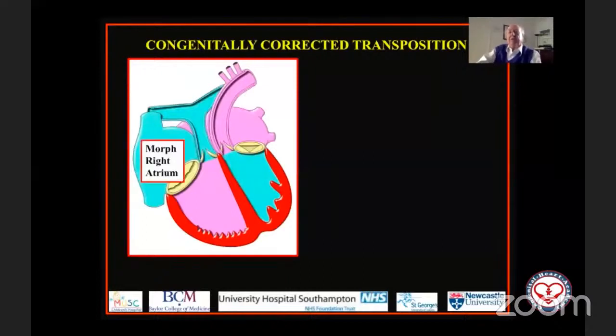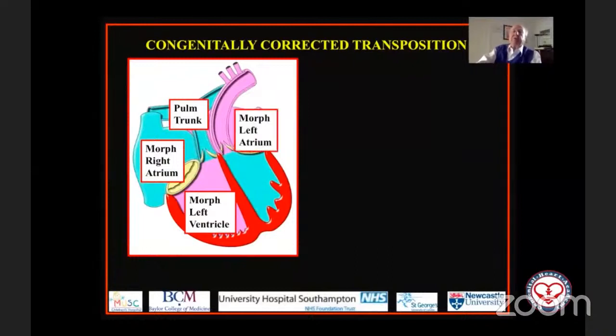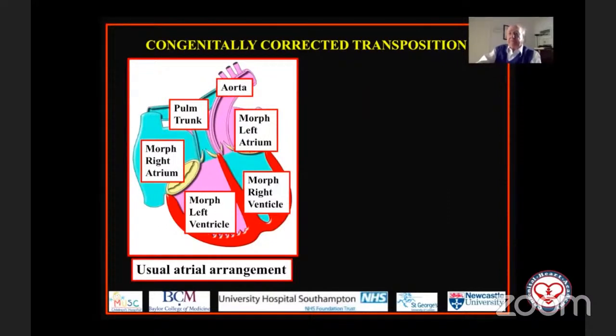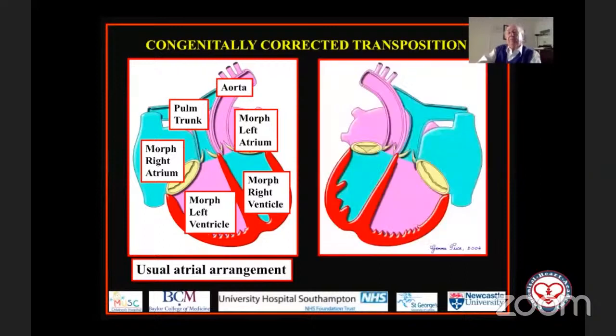So what we are looking at is this arrangement. Morphologically right atrium is connected to the right-sided morphologically left ventricle, which gives rise to the pulmonary trunk. The blood comes back to the morphologically left atrium and then goes to the morphologically right ventricle, which is left-sided, and that gives rise to the anterior and left-sided aorta. And that is what we find in the majority of cases that have usual atrial arrangement. But remember, we can have exactly the same thing when everything is mirror imaged.